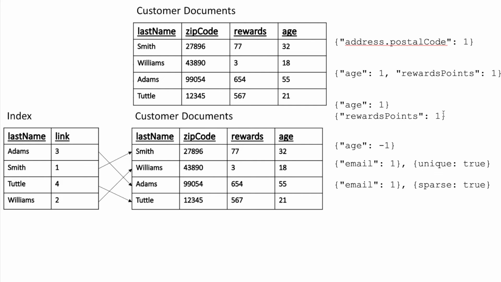You could create 2 separate indexes if you really wanted to sometimes do age, sometimes do reward points, sometimes do age and reward points. We talked about doing a minus.